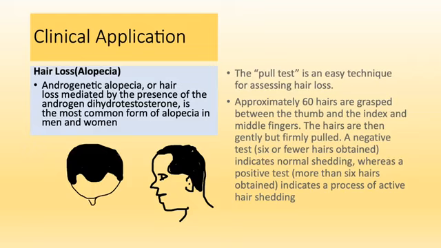The pull test is an easy technique for assessing hair loss. Approximately 60 hairs are grasped using your three fingers: thumb, index, and middle fingers. Then you gently but firmly pull the hairs. If you obtain 6 or fewer hairs, it's a negative test and indicates normal shedding. But if it's a positive test, more than 6 hairs obtained, it indicates a process of active hair shedding.